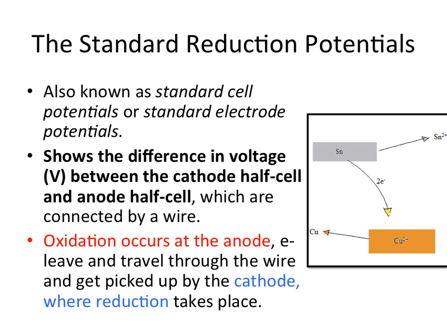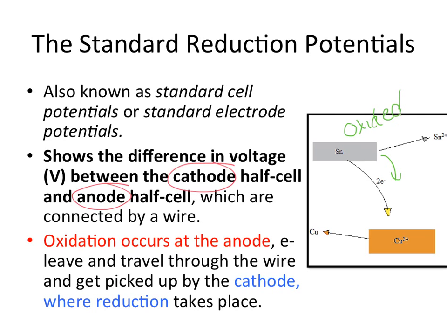So how are our standard reduction potentials determined? They show a difference in the voltage between the two electrodes. By the two electrodes, we mean the cathode and the anode, and we'll talk more about that when we get to galvanic cells. But in this diagram, we have tin, Sn, and we have Cu2+. What we're seeing in this case is that tin is losing its electrons. So that means that tin is being oxidized.